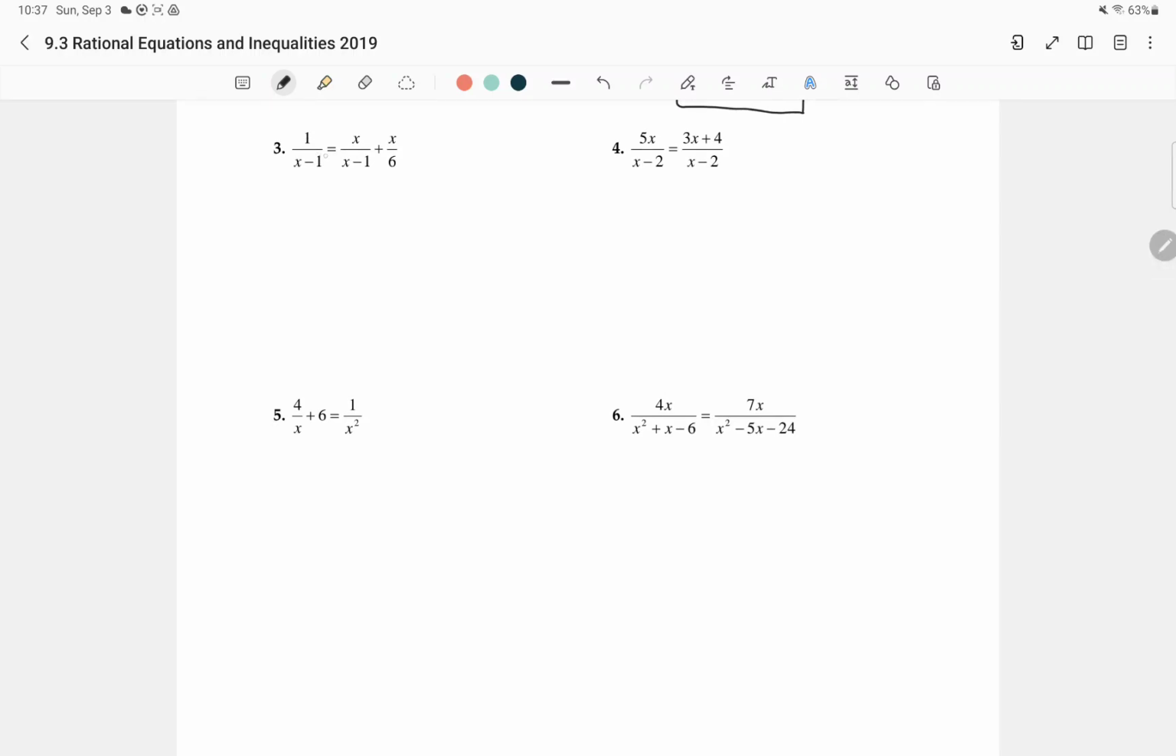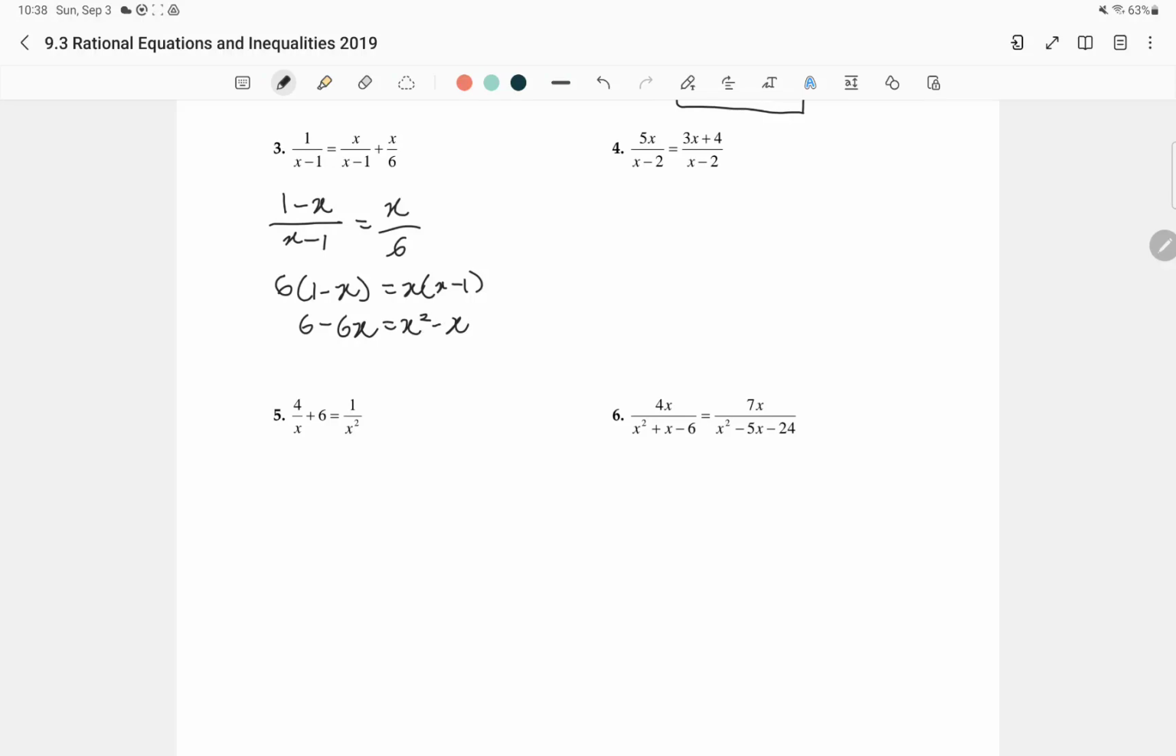Alright, here it's a little more complicated, but as you can see, we have some like terms here. So we're just going to subtract and move this to that side, which is going to give us 1 minus x over x minus 1 equals x over 6, like this. And we're just going to cross multiply, so we have 6 times 1 minus x is equal to x times x minus 1. So we have 6 minus 6x is equal to x squared minus x.